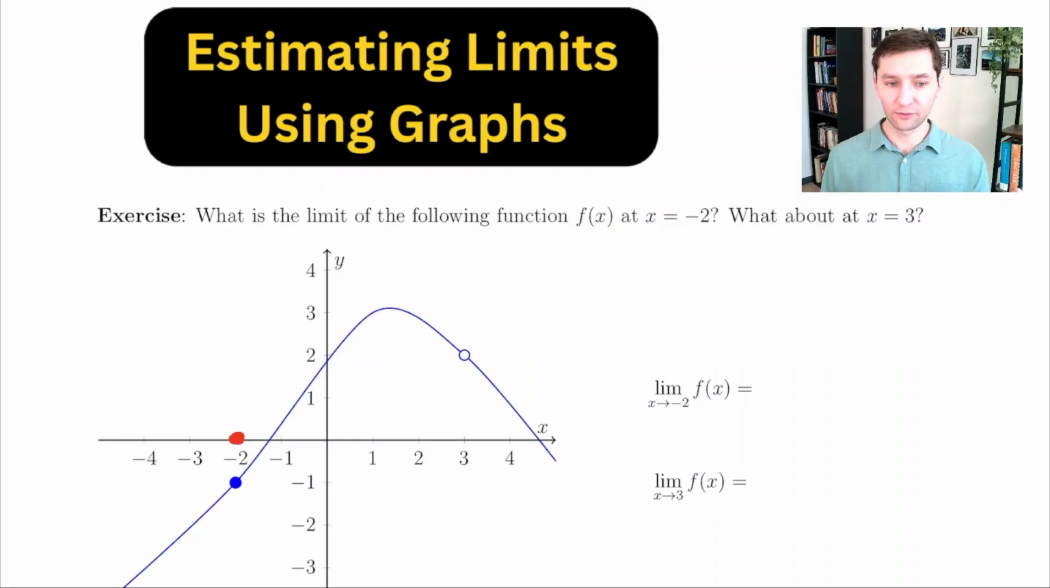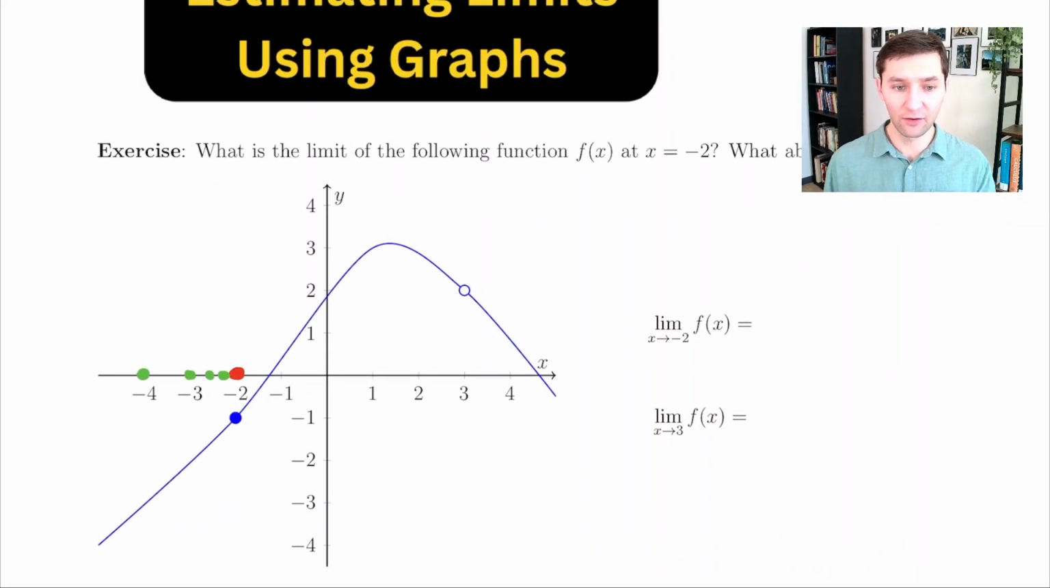There are two major ways in which you can approach -2. You can approach it from the left or from the right. Let us first use inputs that approach -2 from the left. For example, the input of -4, -3, -2.5, and -2.1. These inputs have corresponding points on the graph of the function.